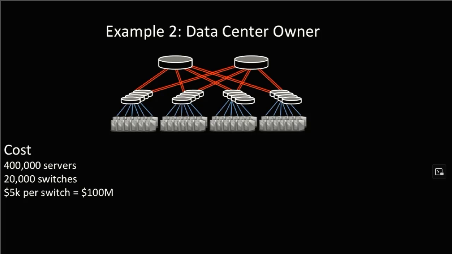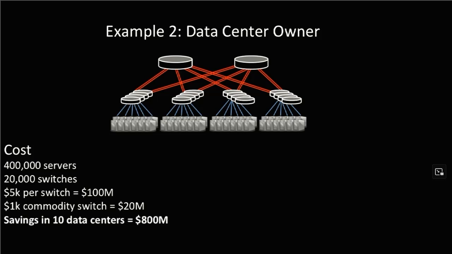If instead, let's say, they could drive the price down to $1,000 by designing them themselves, and if you're going to save that much money, it's probably worth it, then they can reduce that to $20 million for one data center, and if they're building about 10 data centers per year, then they're going to save $800 million. So you can employ a lot of people to make it worthwhile to build your own networking equipment and not have to buy it from others. And this is exactly what's happened. So all of the big data center companies are walking down this path.